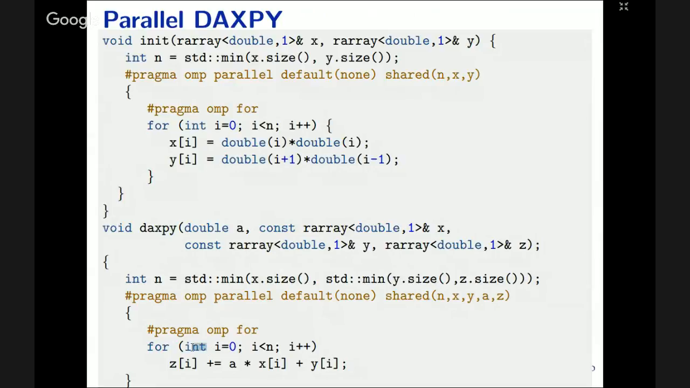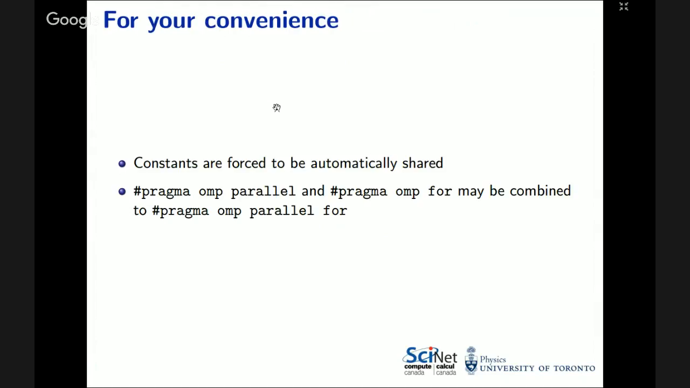This int here is inside the whole parallel region, right? So this is a variable that's automatically private. It's declared locally. Each of them has their own int. The pragma omp for, for each thread, changes this loop to be a different range of i values, such that the work is shared. Make sense?